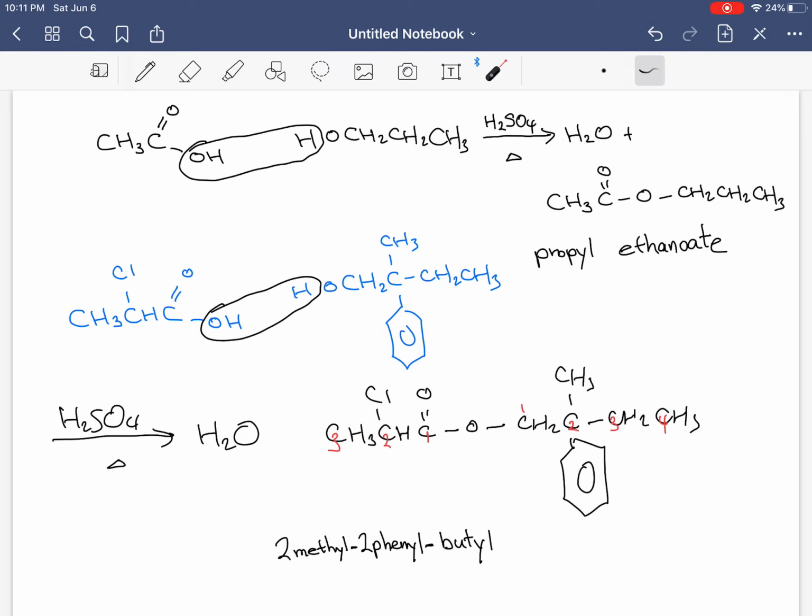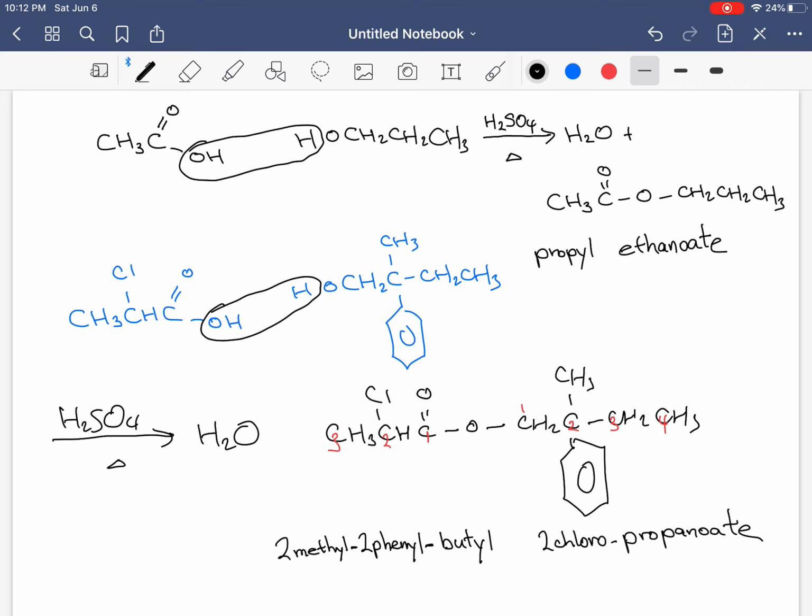Butyl ends the alcohol portion with 4 carbons, so you put a space here. Now you do the acid portion. So in the acid portion, you would say 2-chloro, dash, no space, propanoate. So that's the name. Okay, so that's how you name esters.